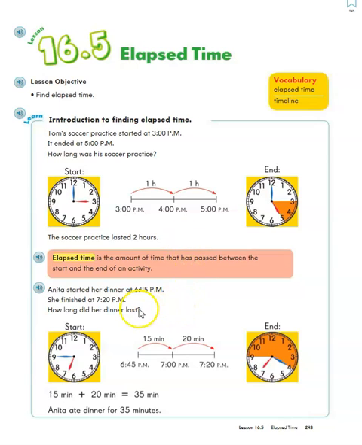Okay, Anita started her dinner at 6:45 p.m. She finished at 7:20 p.m. How long did her dinner last? Okay, so this one is starting at 6:45 p.m. So what we want to do is we want to get to a nice friendly number.